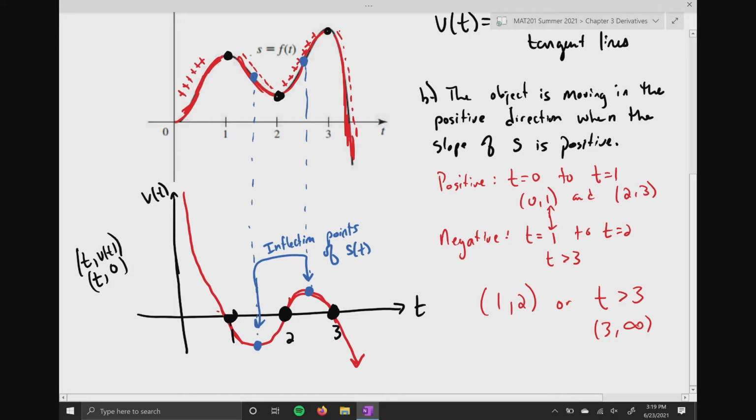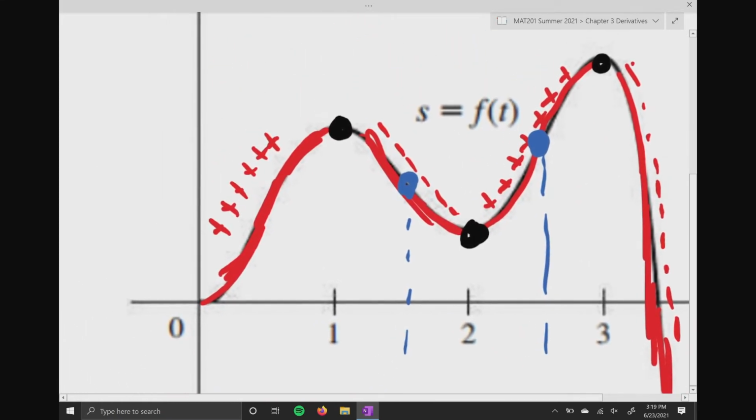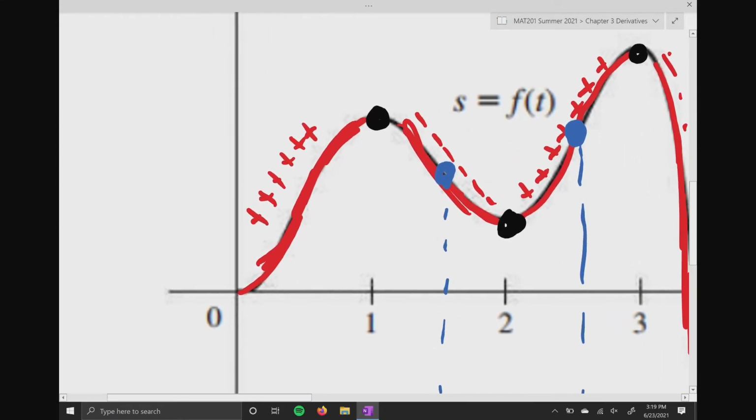So if you look, I'm just going to focus in right here and study between 1 and 2. Notice that between 1 and 2, even though all my slopes of my tangent lines are negative, and they are, the slopes of my tangent lines before this inflection point are going to be a little bit larger than the slopes of the tangent lines after this inflection point, meaning that you're moving in the negative direction, but eventually you have to start slowing down and turning back the opposite way.